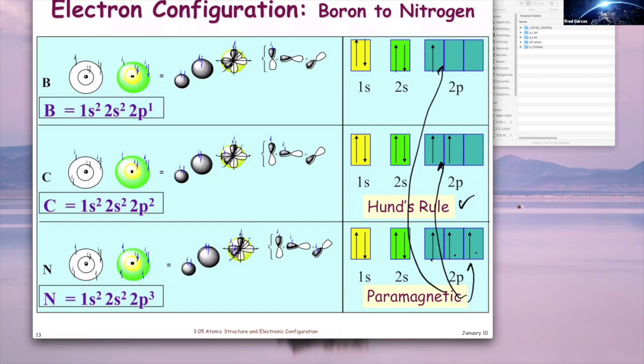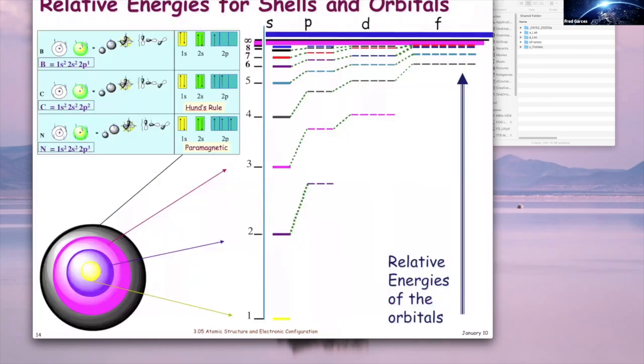So let's take a look at boron through nitrogen. That's hydrogen, helium, lithium, beryllium. That right there is boron. Notice I put it right there. That right there is carbon. I didn't have to put it in the next orbital here. I put it in a different orbital, same spin, Hund's rule. And that right there is nitrogen.